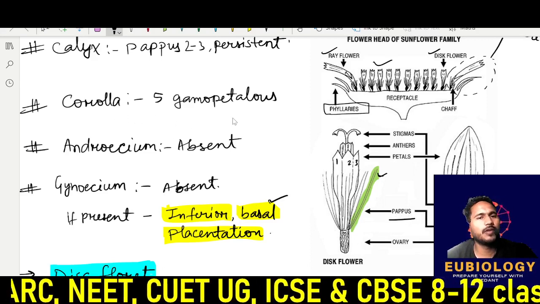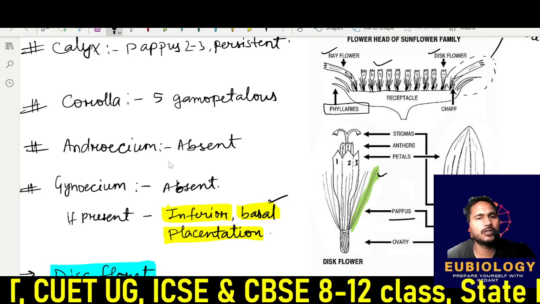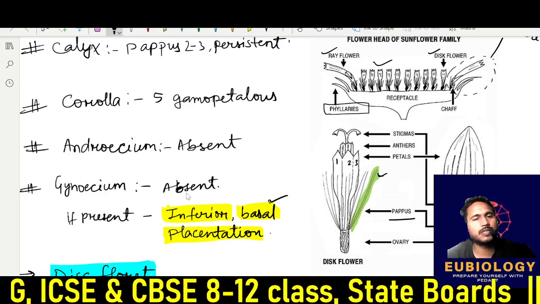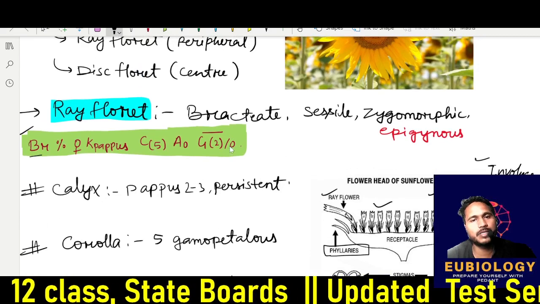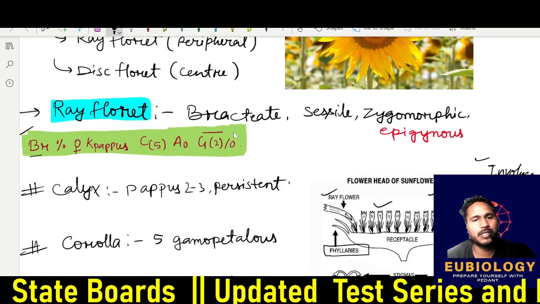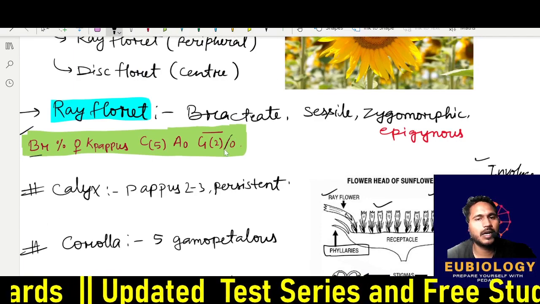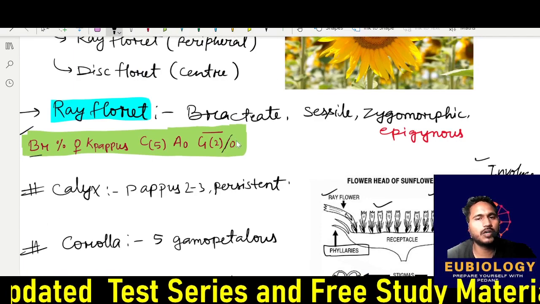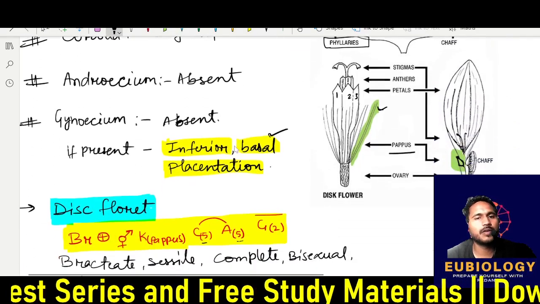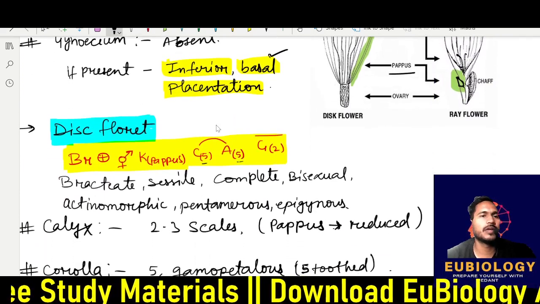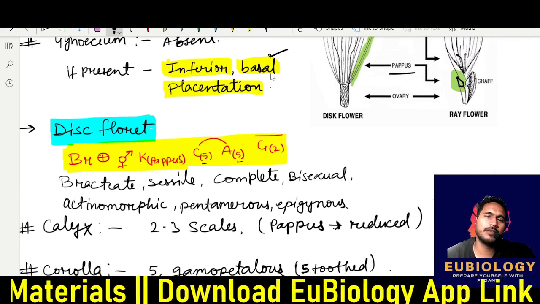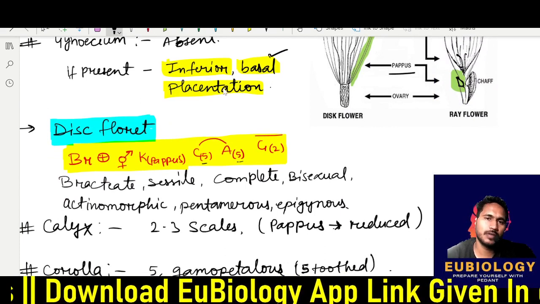Corolla will be 4, 5, gamopetalous. Androecium will be present. Gynoecium, if present, will be 2 in number, or it can be absent. I am representing it with a hyphen, 2 or 0. Inferior placentation will be there basically.